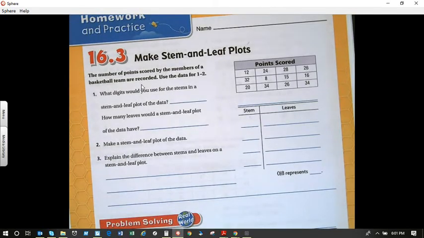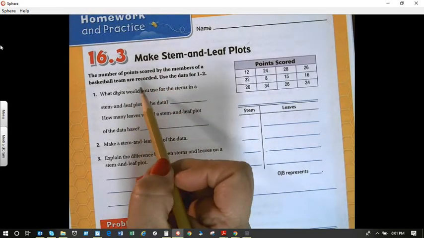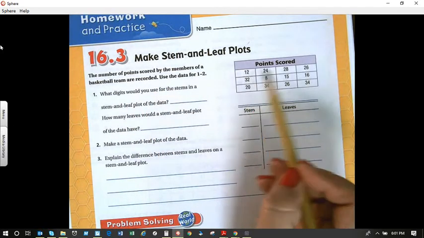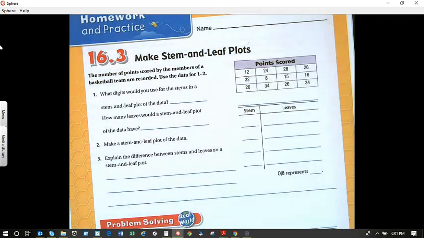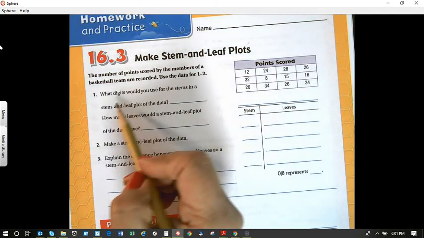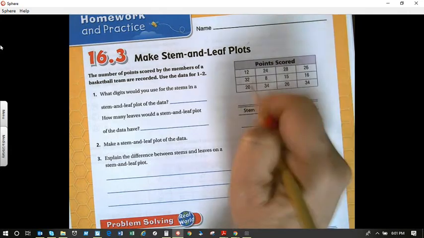And so we did first 1, 2, and 3 in class, so I just want to go over that with you so that you can see it in case you didn't catch it. So the number of points scored by the members of a basketball team are recorded. So here are the points that were scored. So we needed to put the title, points scored, right up top.